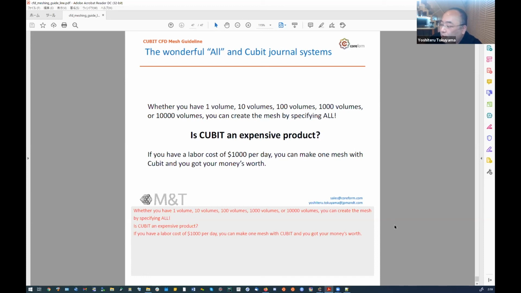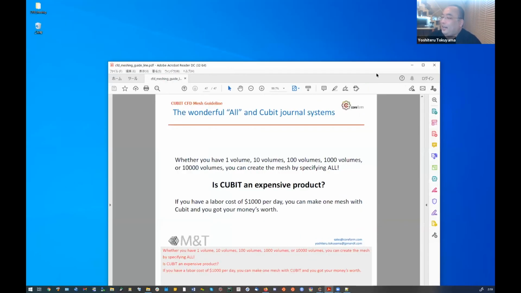Whether you have one volume, 10 volumes, 100 volumes, 1,000 volumes, or 10,000 volumes, you can create the mesh by specifying all. Is Cubit an expensive product? If you have a labor cost of $1,000 per day, you can make one mesh with Cubit and you got your money's worth. I finished my presentation.